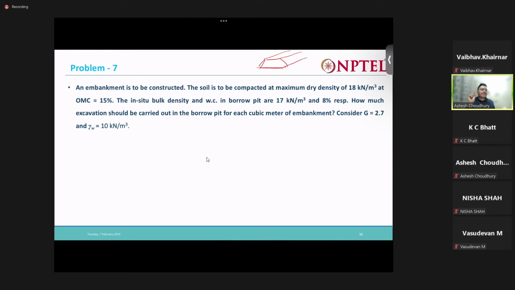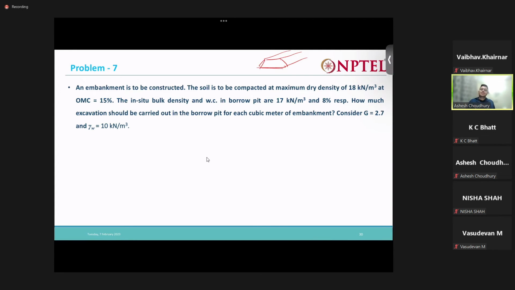The dry density of the embankment soil should be 18 kilonewton per meter cube at an optimum moisture content of 15%. Means the water content at that dry density should be 15%. This maximum dry density and optimum moisture content will be taught to you in the compaction chapter very thoroughly, where you will learn about the Proctor test and how to draw the water content versus dry density curve, and from there how we can determine the optimum moisture content. All those things will be taught to you later.